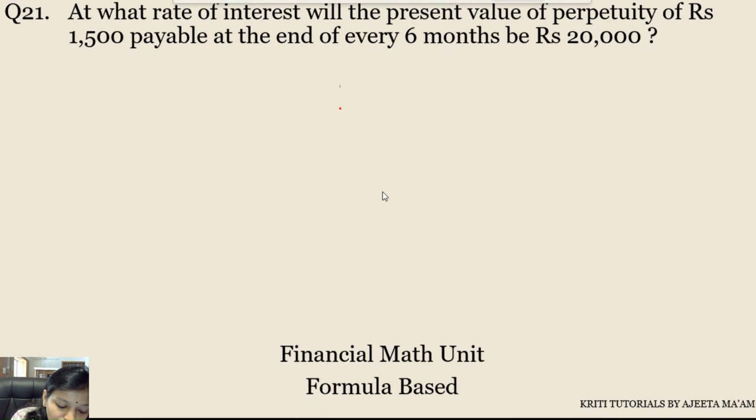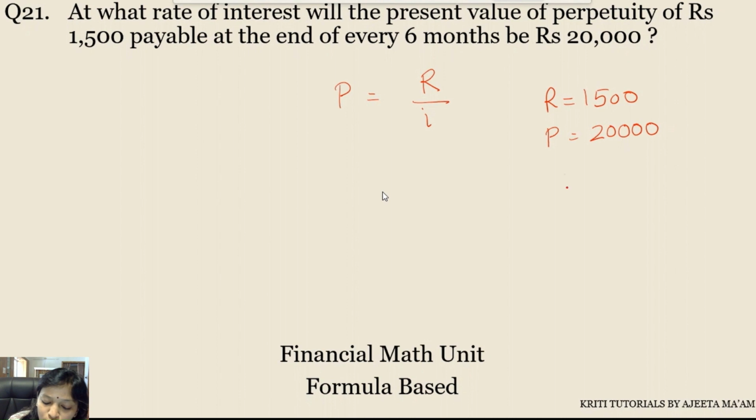For the formula of perpetuity, we have P is equal to R upon I, where P is the total amount and R is the amount that you are depositing every month, every year, quarterly, semi-annually. So in this question, we are paying it at the end of every 6 months. How many rupees? 1500. So our R will be 1500. Total amount that we are getting is 20,000 rupees. Right? Now, what is I?